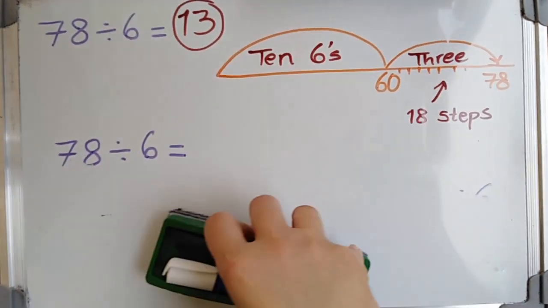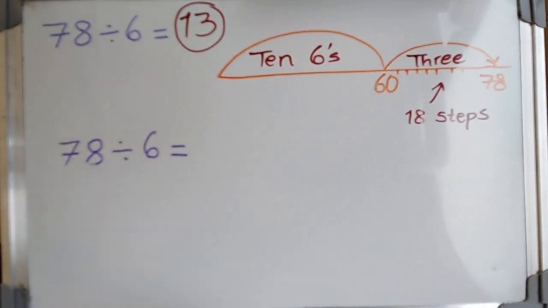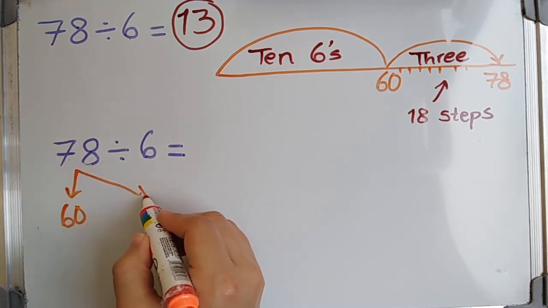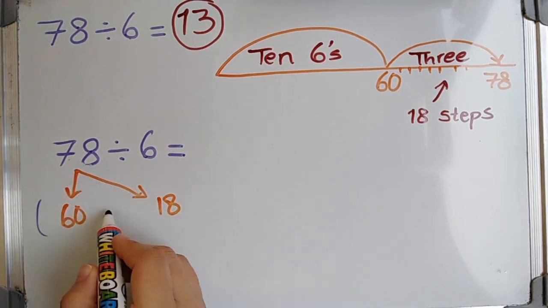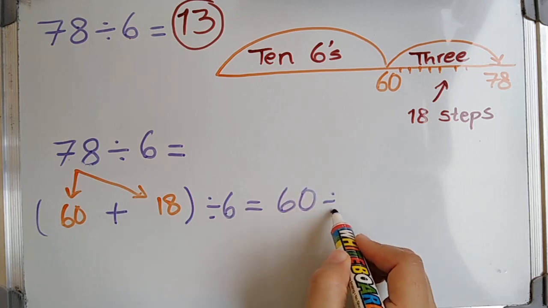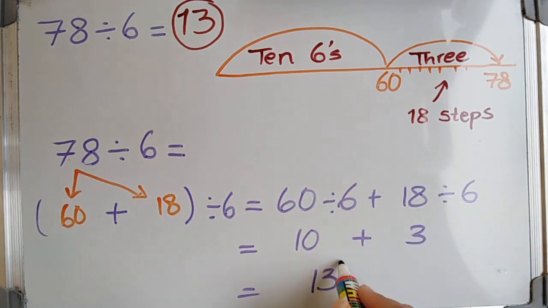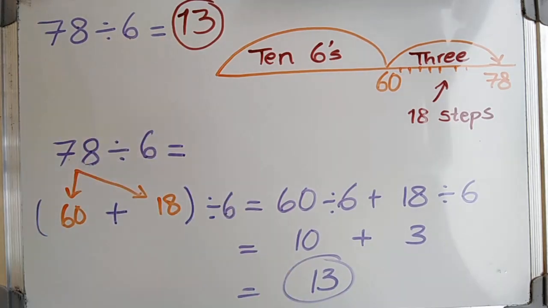I can choose other two multiples. I can, for example, choose 60 and 18, like how I chose in the first strategy. 60 divided by 6 is 10, and 18 divided by 6 is 3, again 13.